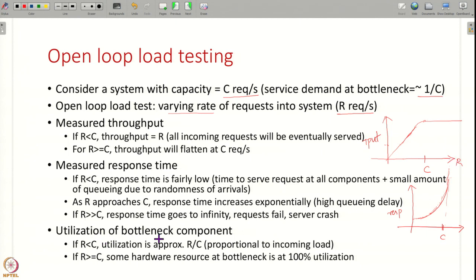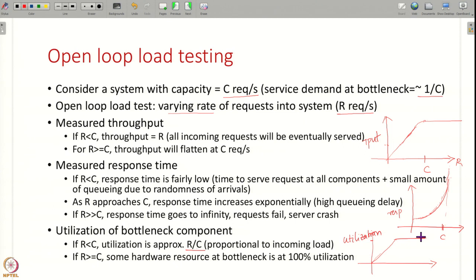Okay? And what about the utilization of the bottleneck component? Initially, if you are below capacity, your utilization will be approximately the incoming load divided by capacity. If you see utilization on a scale of 0 to 1, initially it will be proportional to the load, and at some point your utilization will reach 100%, or if it is a fraction, it will reach a value of 1. And this will of course be the utilization of some hardware component. If your work is mostly on the CPU, this will be CPU utilization. If your work is mostly on the disk, this will be disk utilization. Whatever is your bottleneck resource, that utilization will reach 100% as you reach capacity.